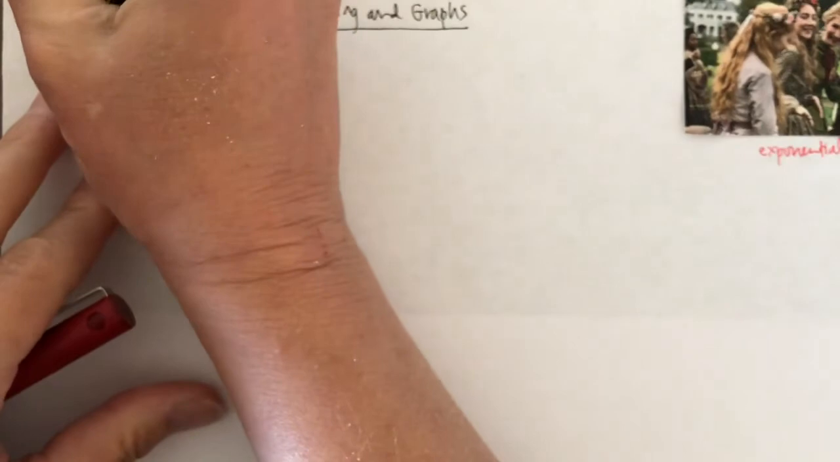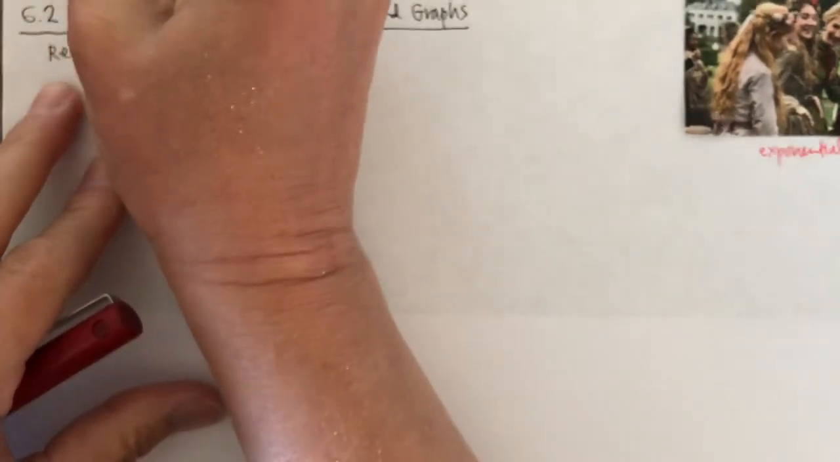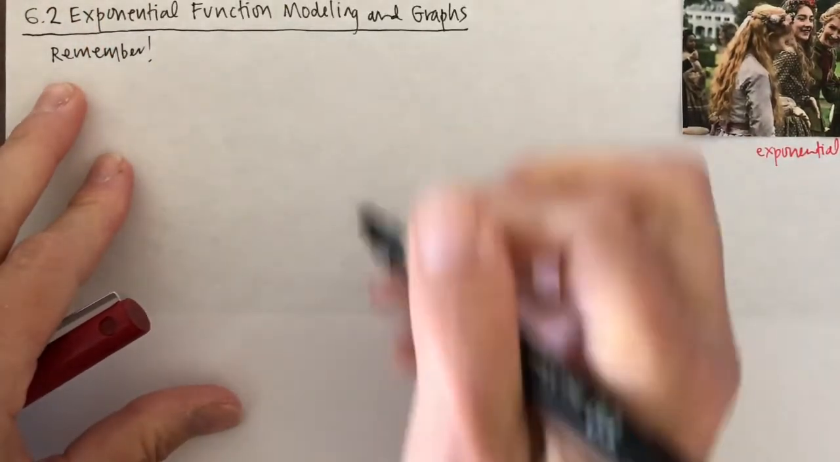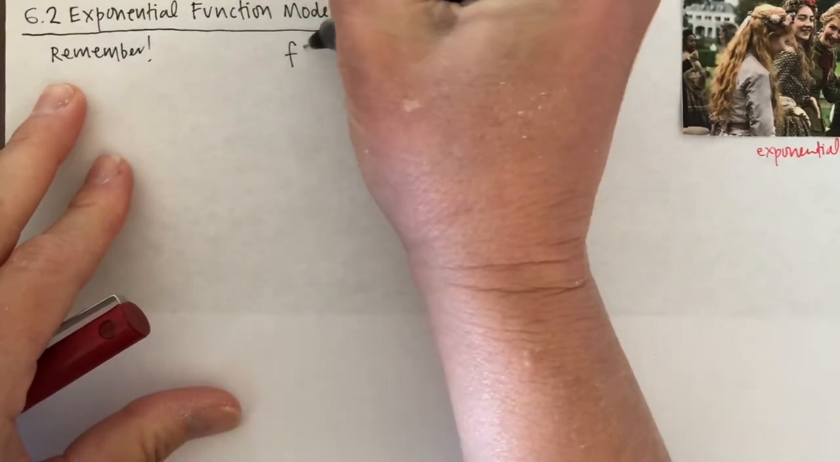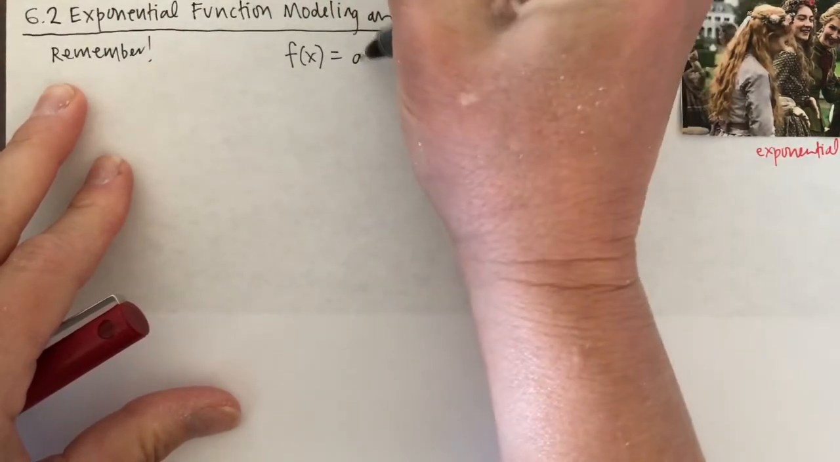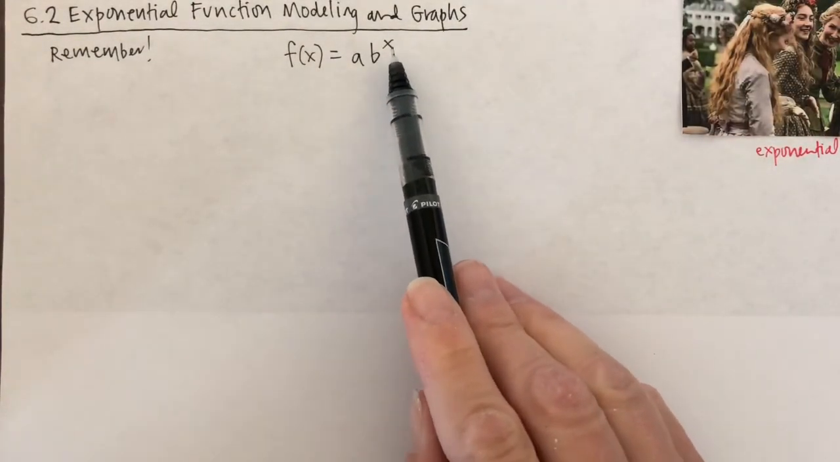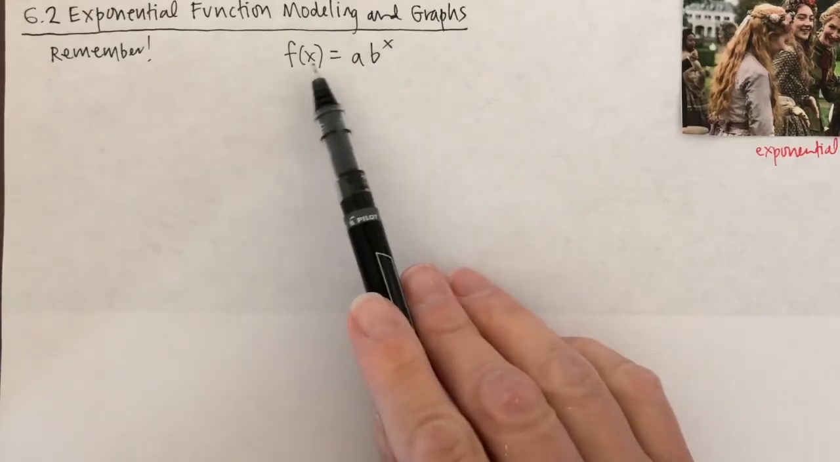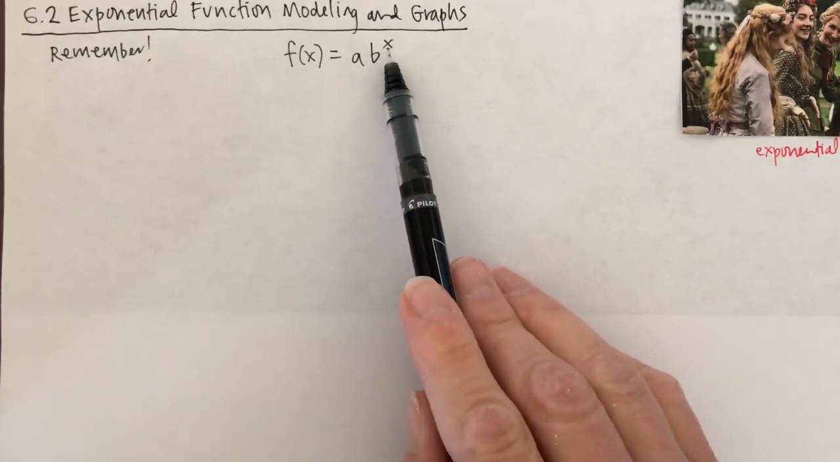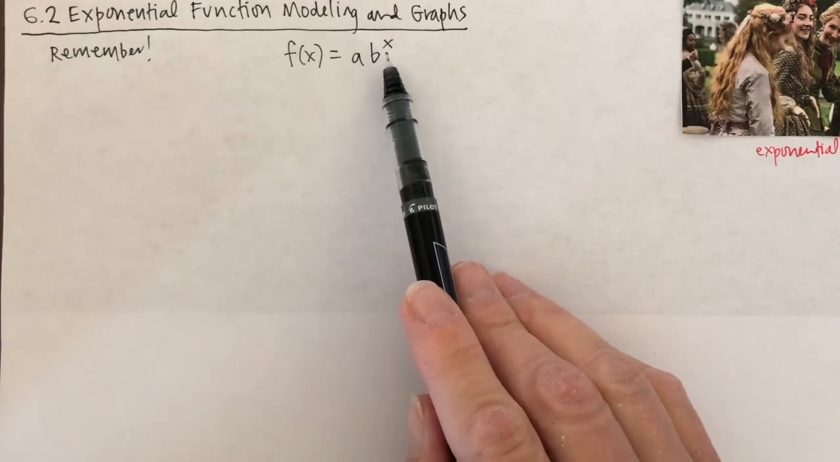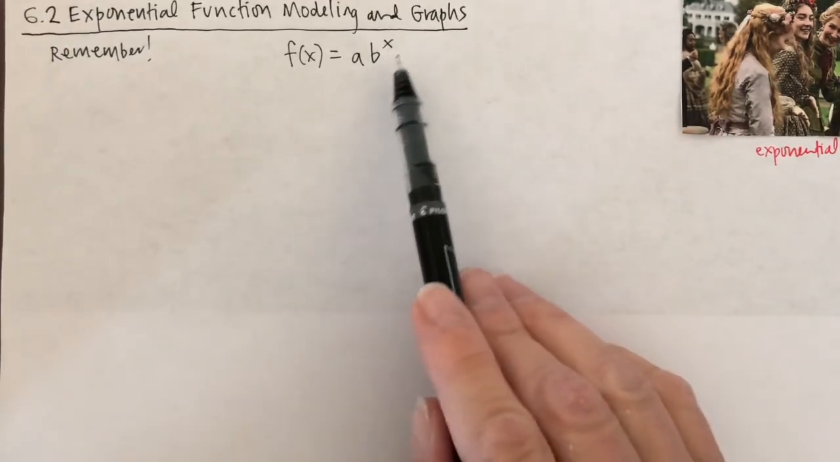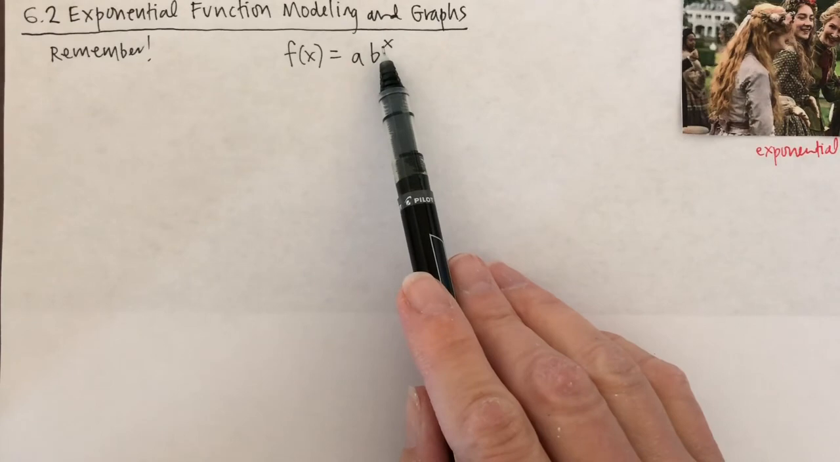Okay, so remember that an exponential function has the basic form like this. What's important here is a and b are going to be some constants. X is a variable, your input variable. This is a distinguishing feature of exponential functions: your variable isn't down here somewhere. It's up high in the exponent.